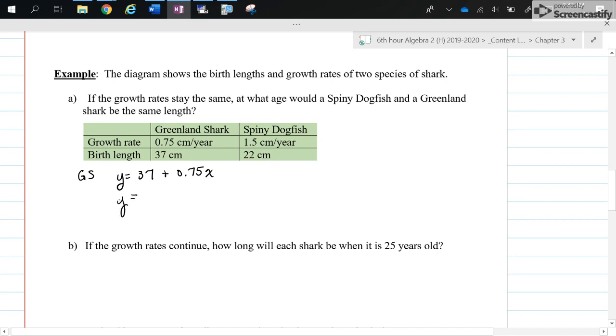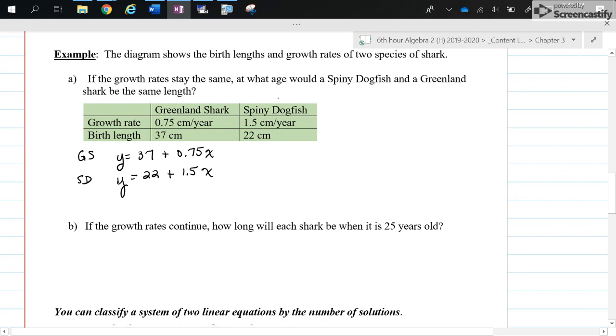And then we've also got a spiny dogfish that is born at 22 centimeters. So it starts at 22 centimeters when it's born, and it grows at a rate of 1.5 centimeters per year. So that's for the spiny dogfish. So we've got a system. So the first question is, at what age would a spiny dogfish and a Greenland shark be the same length? So we want to know at what x value would the y value be the same. So I need the point of intersection.